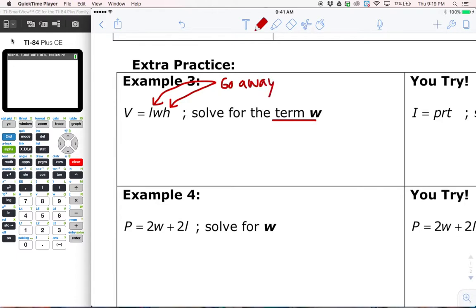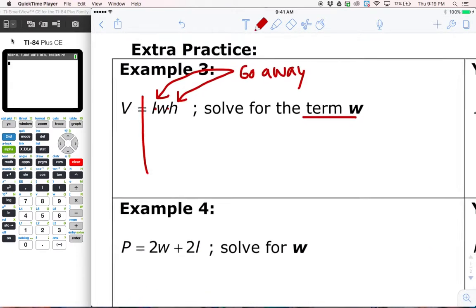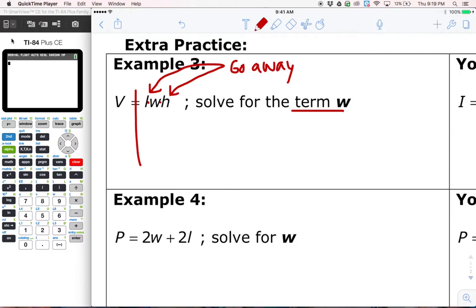Okay, well, what are they doing to W? Remember, we don't even care about V. It's on the other side already. We're not even worried about it. How do I get rid of this L and this H? Well, when there's no operation shown to us, we assume that they're being multiplied together. So to get rid of them, we do the opposite, and we divide. So I'm going to go ahead and divide by H and by L.